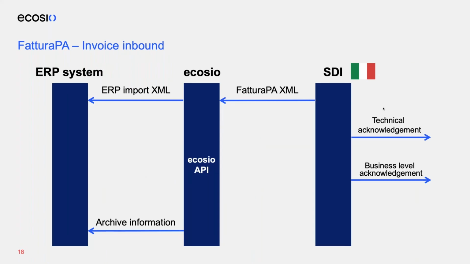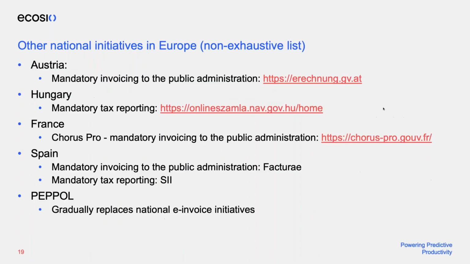In case I do receive something, the SDI system sends a Fattura PA XML file, which is then converted to an ERP import format, for instance SAP, that would be IDoc. And again, using an archive interface, the exchanged information can be fetched. That is an example for Italy. Other initiatives in Europe.